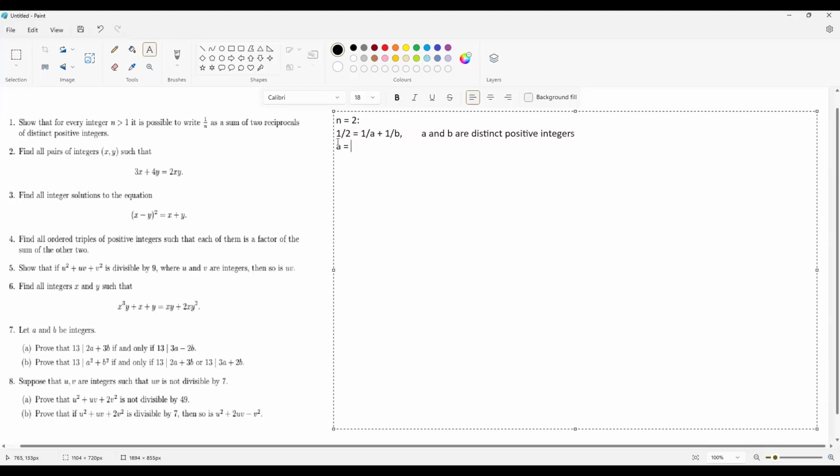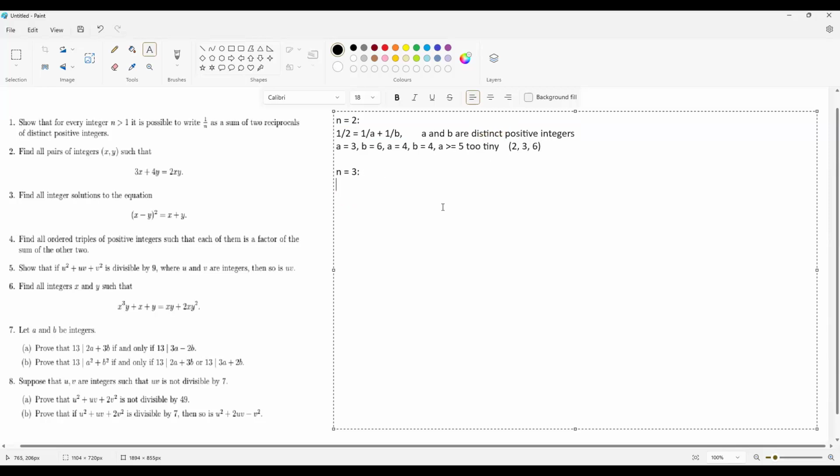Let's say a is equal to 3, then that means b is equal to 6. Let's say a is equal to 4, b is equal to 4. If a is bigger than or equal to 5, then it's too tiny to become a half. And this doesn't work because they have to be distinct. So we got this solution. By the way, if the distinct condition doesn't exist, you can just always do this. These are indeed two reciprocals, and they sum to 1 over n. That's why it's quite important for them to be distinct.